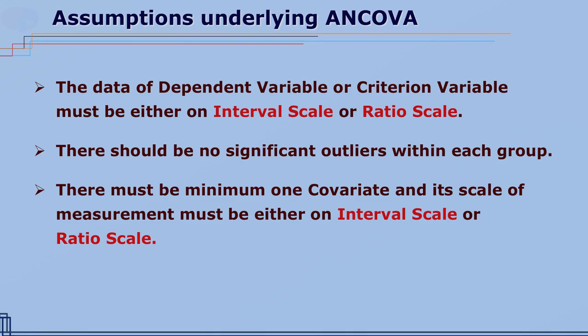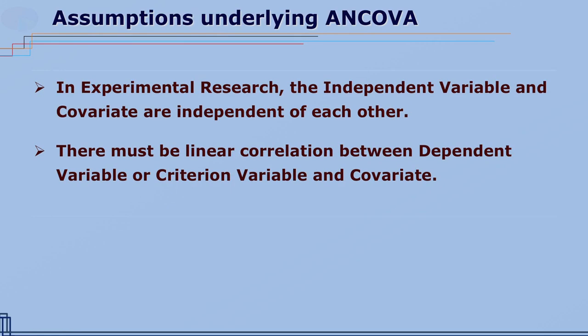Further, the data of the dependent variable or the criterion variable should be either on the interval scale or on the ratio scale. There should be no significant outliers. This is very important. There must be minimum one covariate, and its scale of measurement should be either interval or ratio scale. In experimental research, the independent variable and covariates are independent of each other. There must be linear correlation between the dependent variable or criterion variable and the covariate.